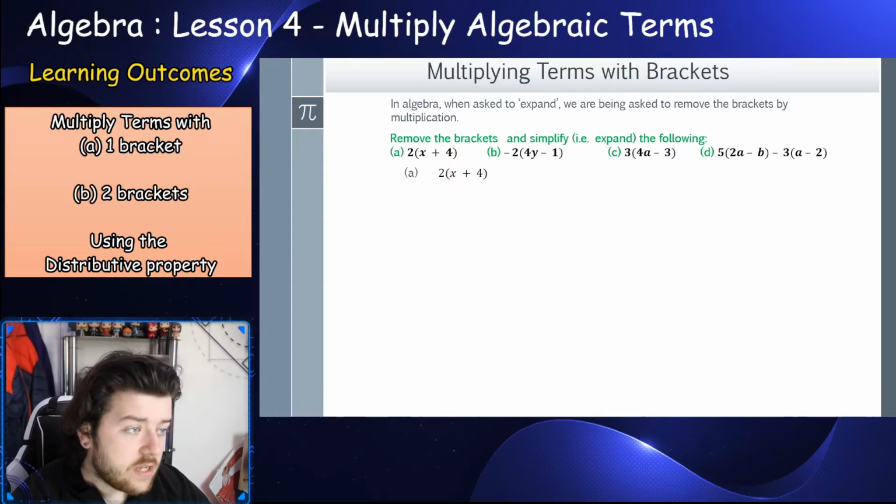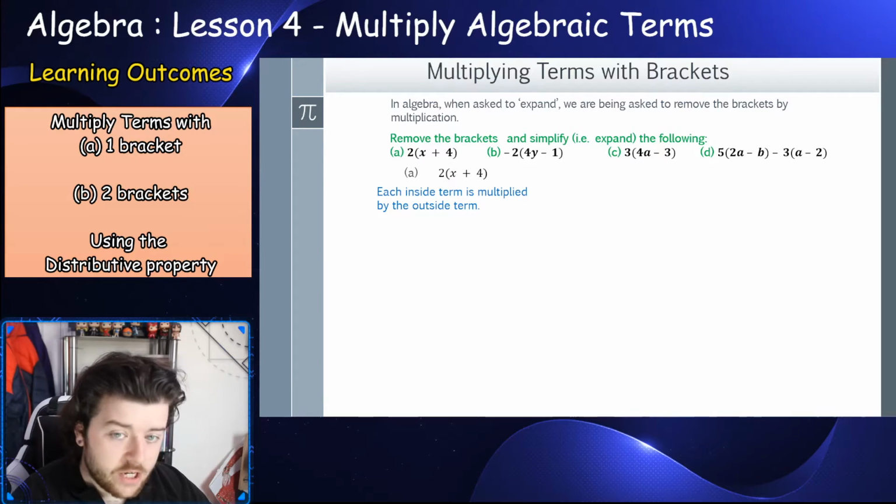So let's do an example here. So we have 2 bracket x plus 4. So each term is multiplied by the outside term. So each of the inside terms, so each term inside my brackets is multiplied by the outside term. So I have 2 times x plus 2 times 4, which is equal to 2x plus 8.